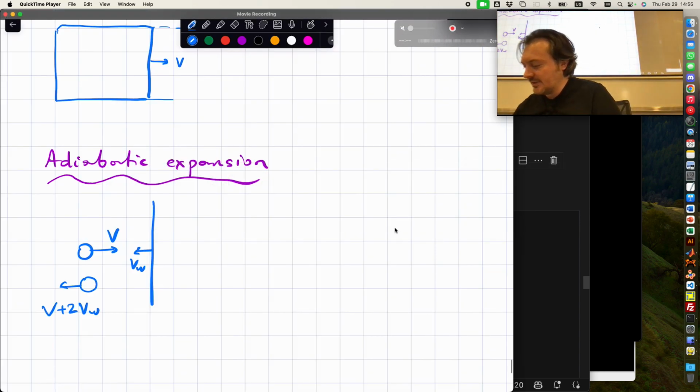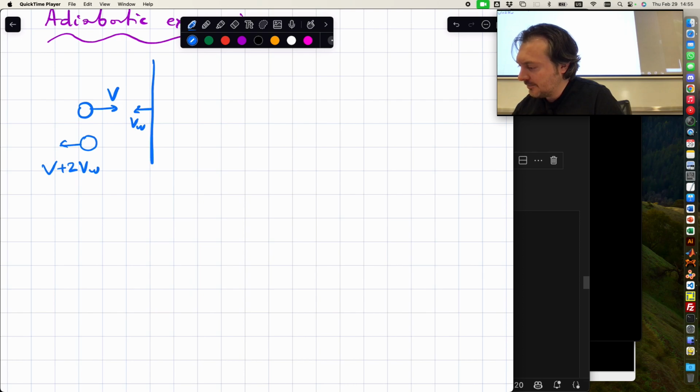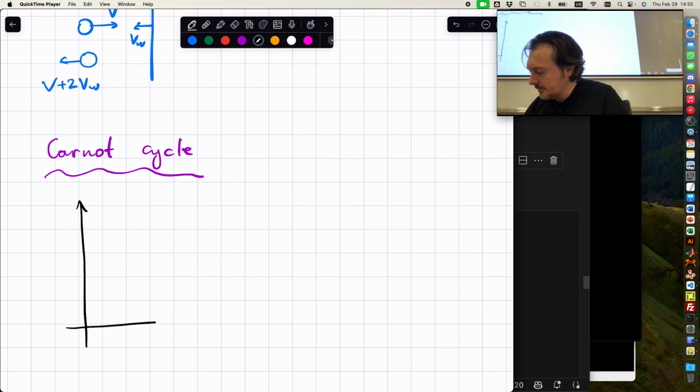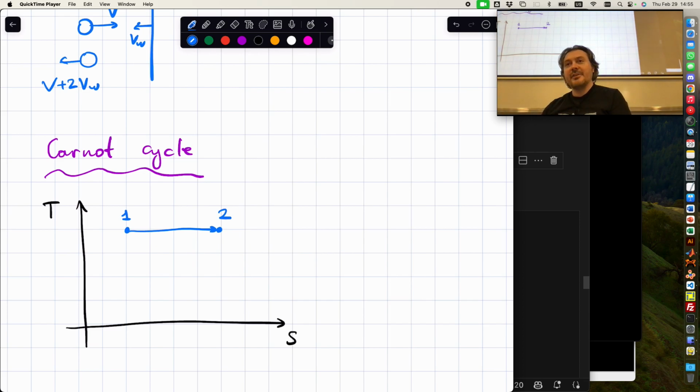Let's talk about the Carnot cycle. What is it? Let's remember it. What do you do in the Carnot cycle? If you plot T versus S, you start over here, let's call it 1, and you move to stage 2. And what is this process? Isothermal expansion, right?